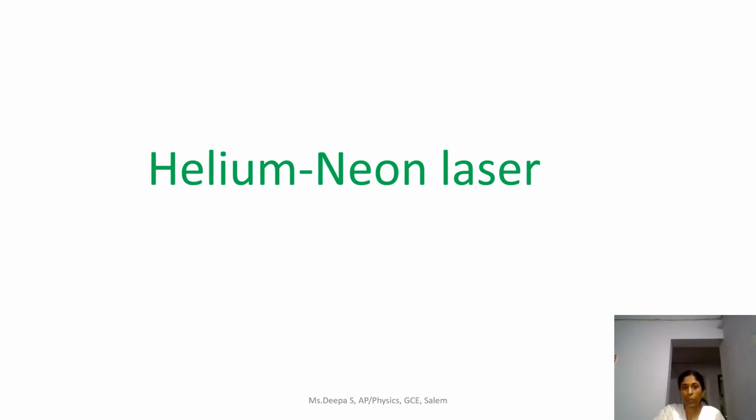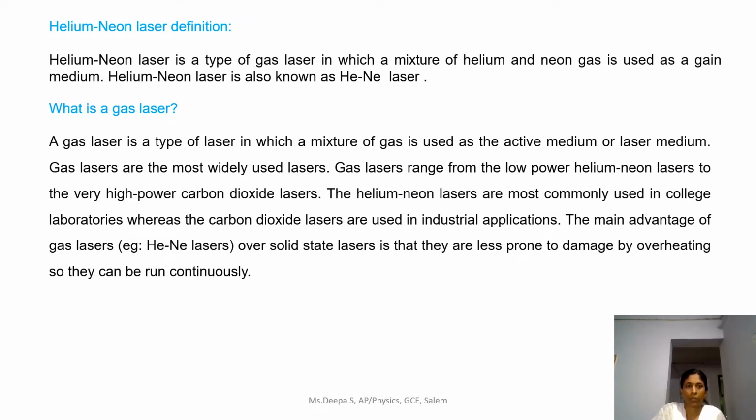In this class, we are going to see about the helium neon laser. You all know there are different types of laser: solid, liquid, gas and semiconductor laser. The helium neon laser comes under the gas type of laser. In this, a mixture of helium and neon gases is used, and this is the active medium. We know that for any type of laser, an active medium or laser medium is essential. For the helium neon laser, the active medium is a mixture of helium and neon gases.